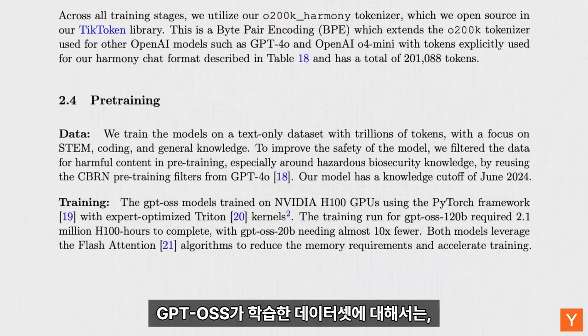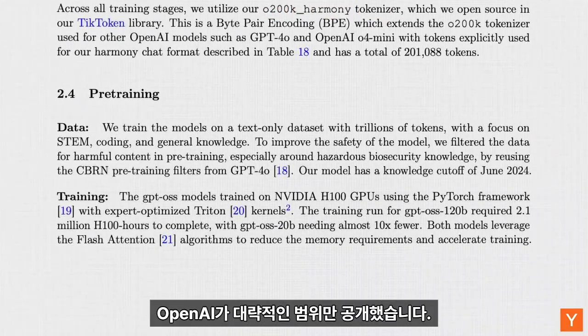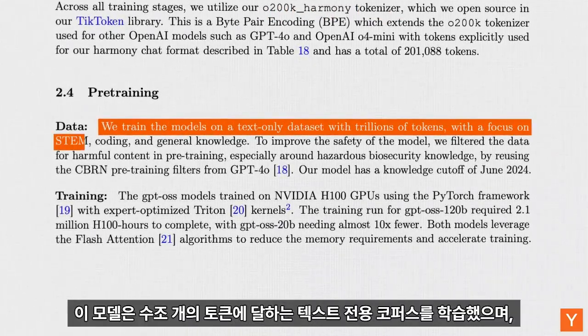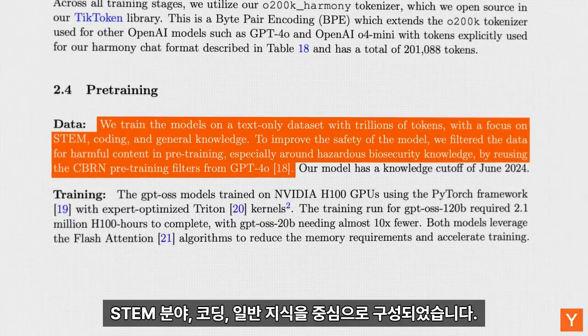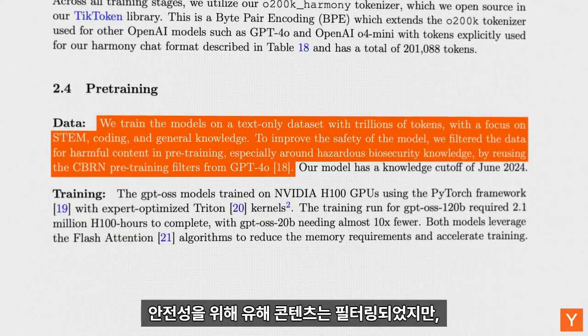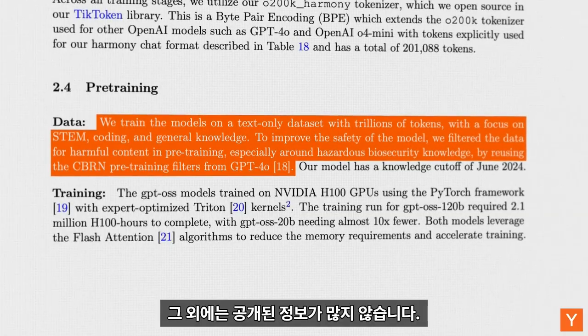As for the dataset GPT-OSS was trained on, OpenAI has only disclosed the broad strokes. The model was trained on a text-only corpus in the trillions of tokens, with a focus on STEM, coding, and general knowledge. Harmful content was filtered out for safety, but beyond that, there's little else known publicly.